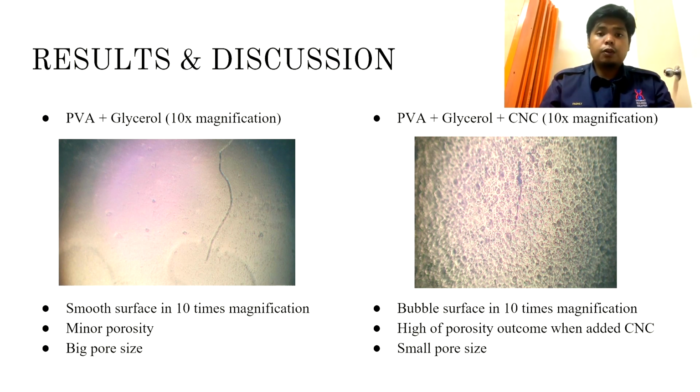Next, the PVA plus glycerol plus CNC at 10 times magnification shows a bubble surface in the membrane. Other than that, a type of porosity outcome happens when CNC is added to the PVA plus glycerol. And last but not least, small pore size is shown on the membrane surface area.